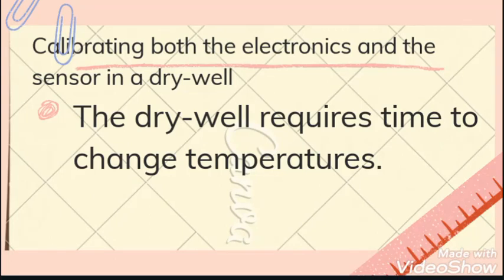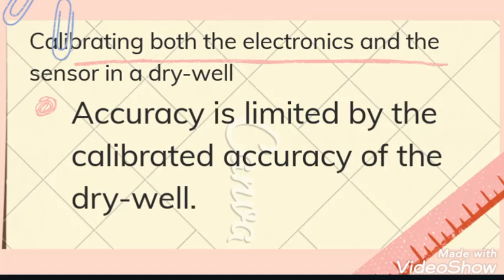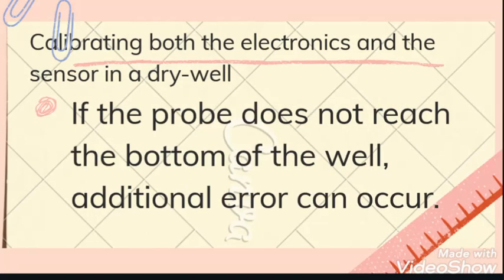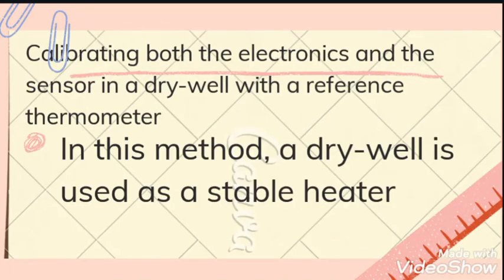The dry well requires time to change temperature because we have to give the actual temperature, so we need time for the stabilization of the temperature. When the temperature is stable, then we will calibrate. Accuracy is limited by the calibrated accuracy of the dry well. So its accuracy is limited. What is the accuracy of our dry well thermometer? Our accuracy will be according to that. If the probe does not reach the bottom of the well, additional errors can occur because our built-in thermometer will measure the temperature at the bottom of the well, so there will be error.